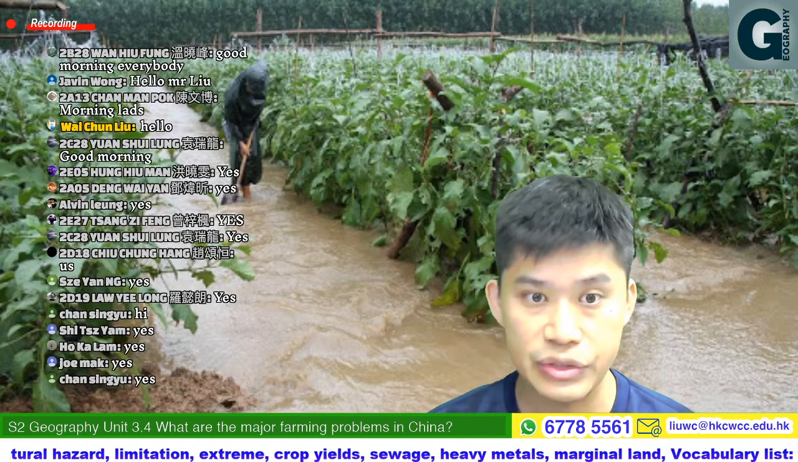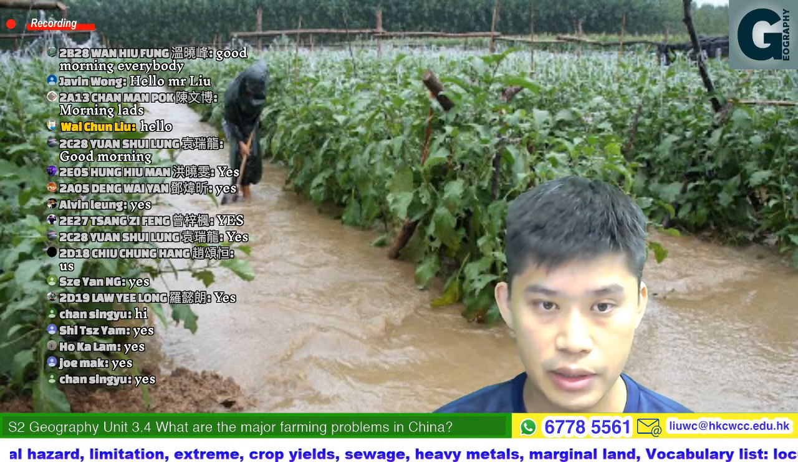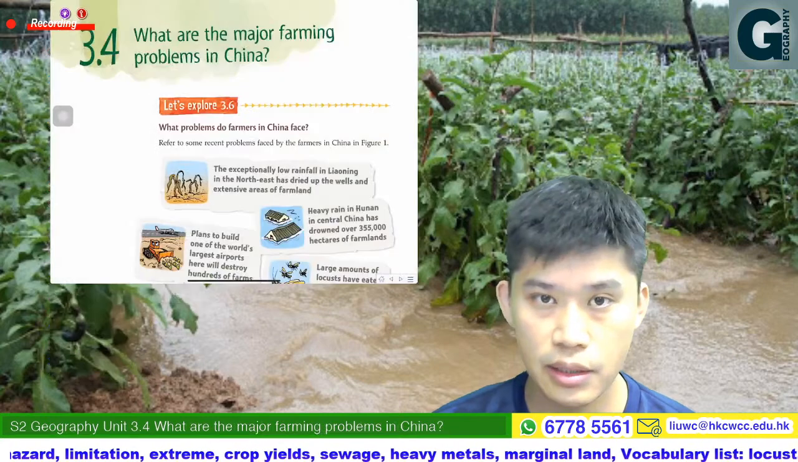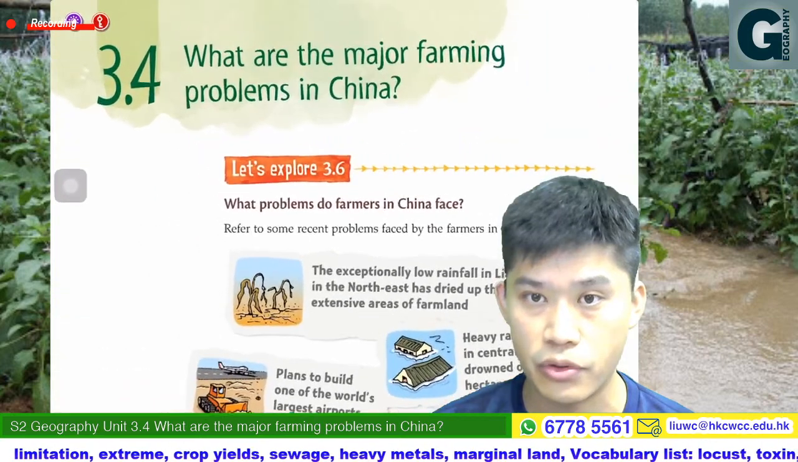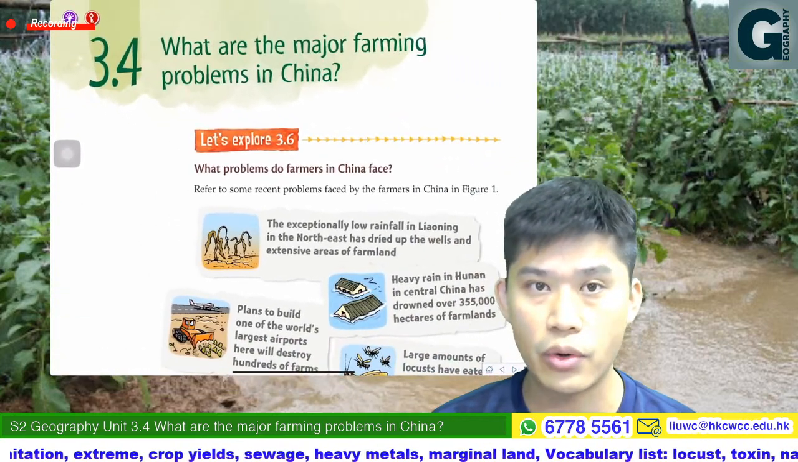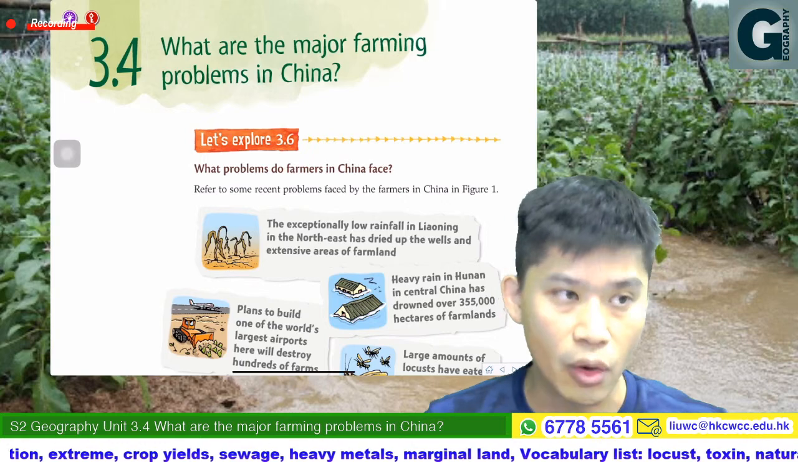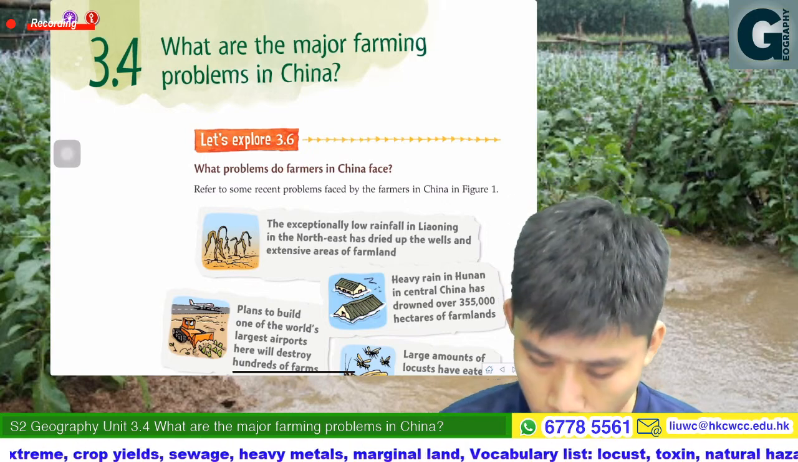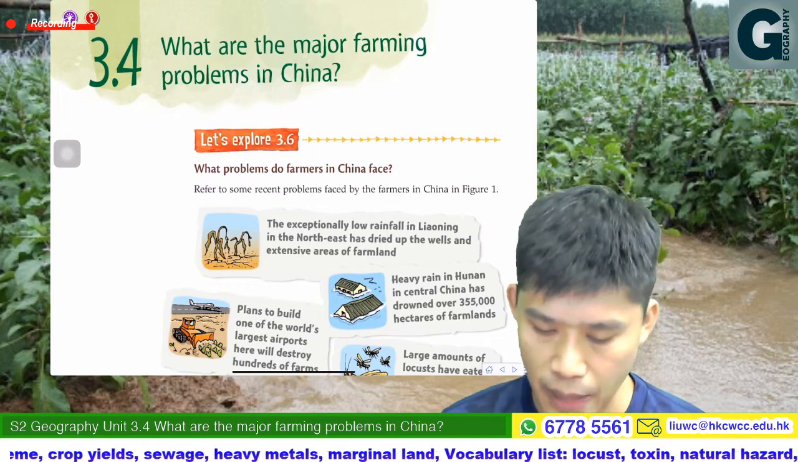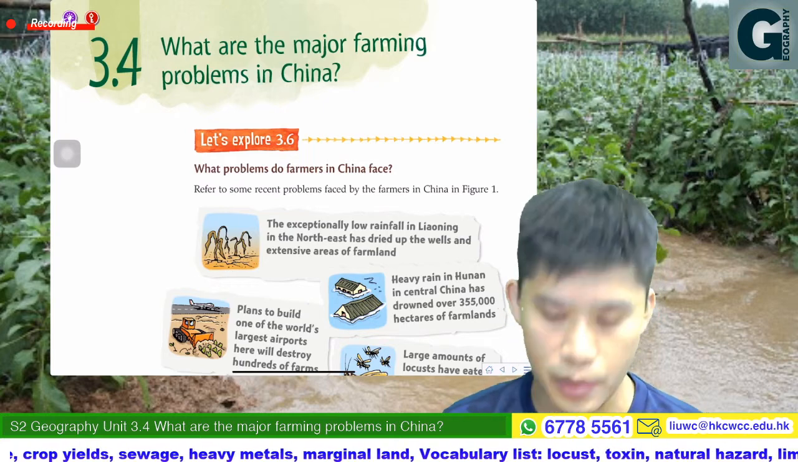Okay, so let's start with our textbook. In case you missed the first magic word, the first magic word is locust, 蝗虫啦. It is a kind of pest. So let's have a look at what the major farming problems in China are.